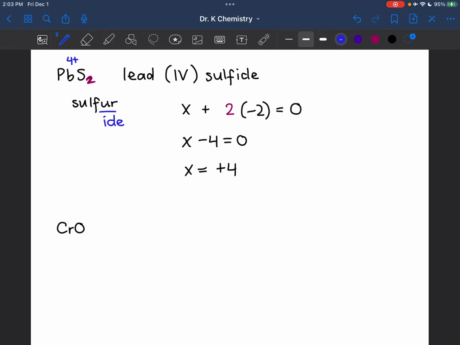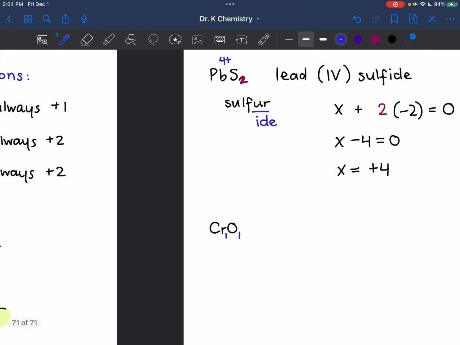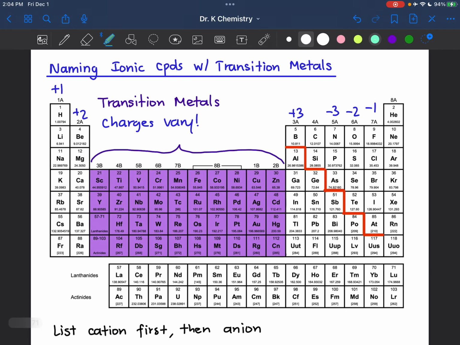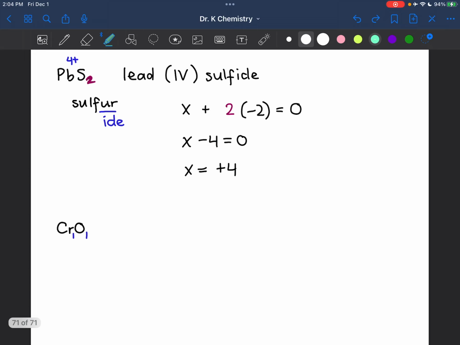The next one, I see that there are no subscripts after either of the elements, which means the subscript is just 1. So these are in a 1-to-1 ratio. But here we have to be careful, because we know based off of the periodic table that the charge on oxygen is negative 2. And if we have a 1-to-1 ratio, that really means that the charges in this formula cancel out. So our charge on oxide was negative 2, which means the charge on chromium must have been positive 2 for these to cancel.